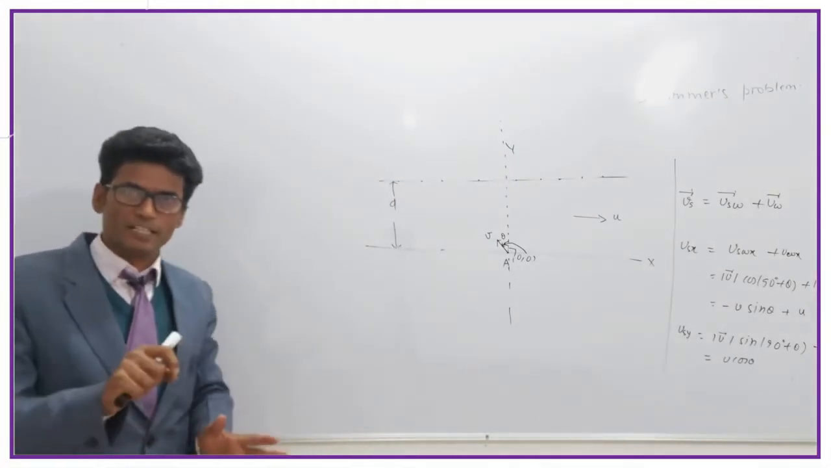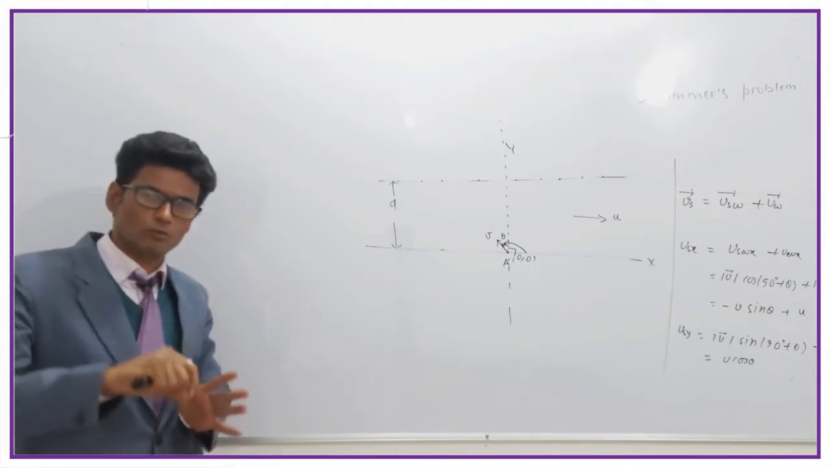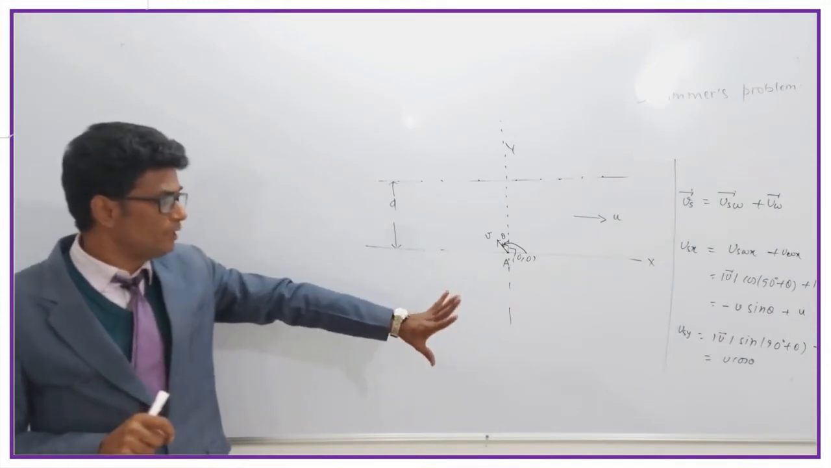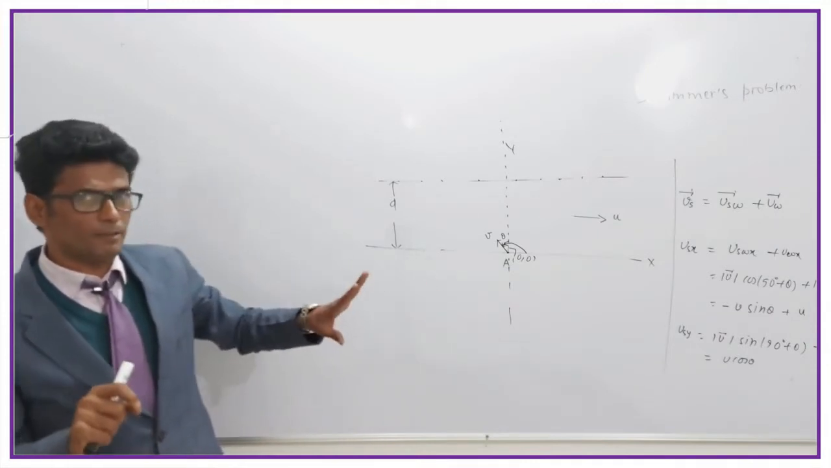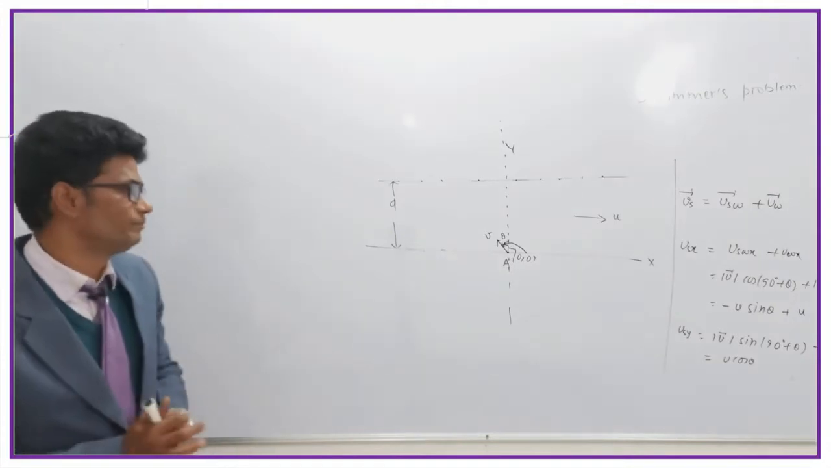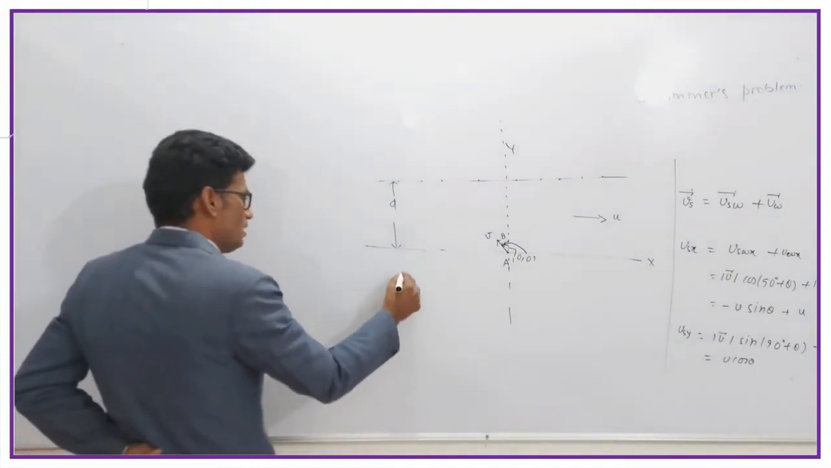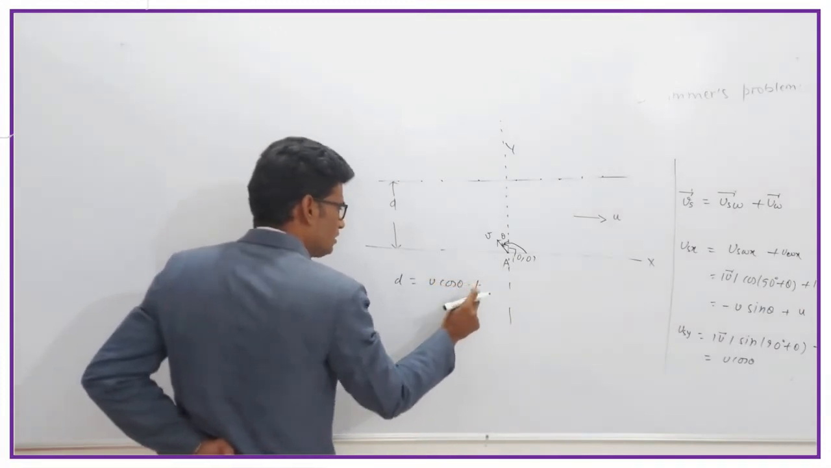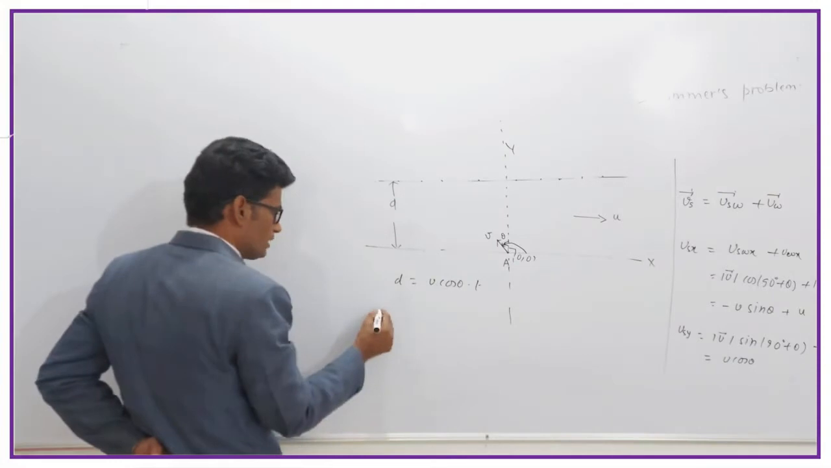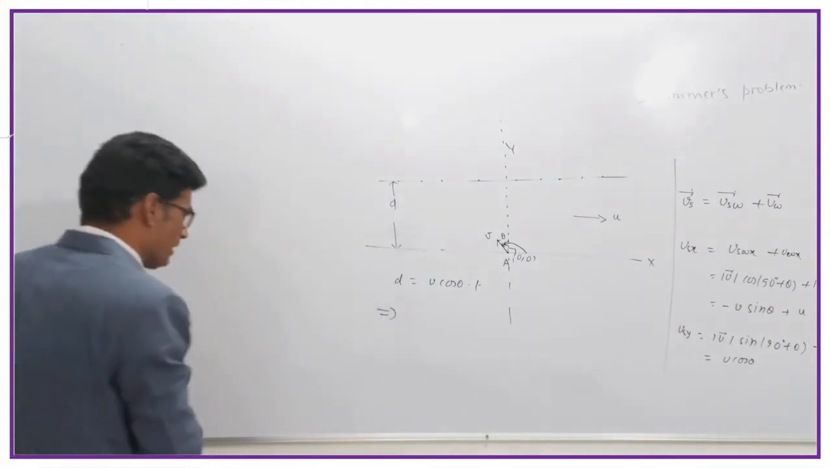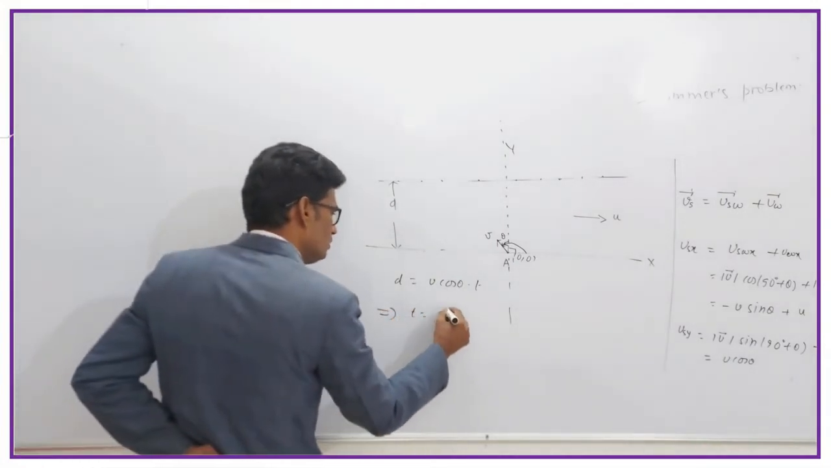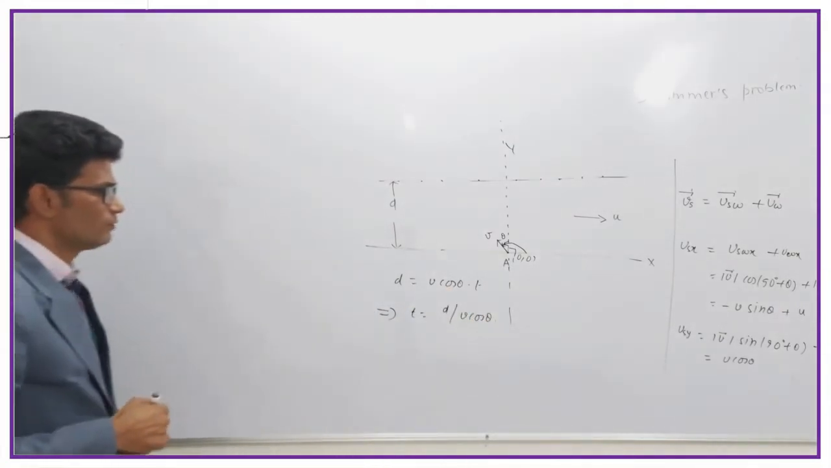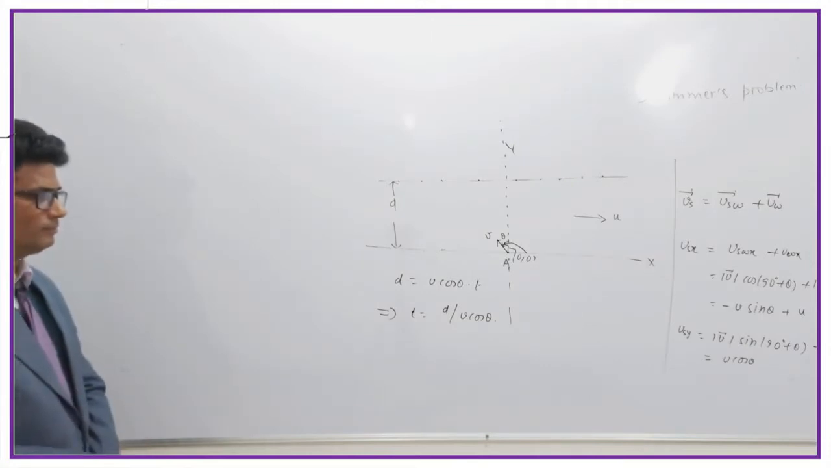So we may apply d = vt, that is, distance equals speed into time, when speed is constant. Look at here, speed is constant, so we are in a comfortable position to apply this result. So d = v cos theta into t. This is the crossing time t. So this implies t is equal to d over v cos theta. This is the crossing time.